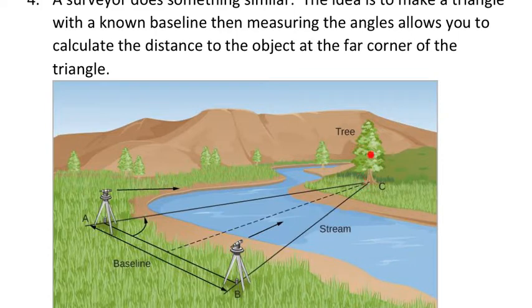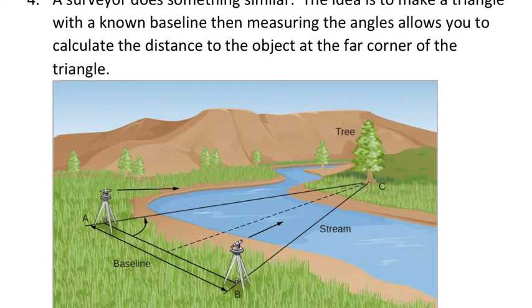And you don't actually have to be able to get to the tree, or in our case, a star, to be able to make this work. You just have to be able to take two distant points and get the direction to the object from both points and know the distance between the two points, the baseline. And that allows you to determine the distance.